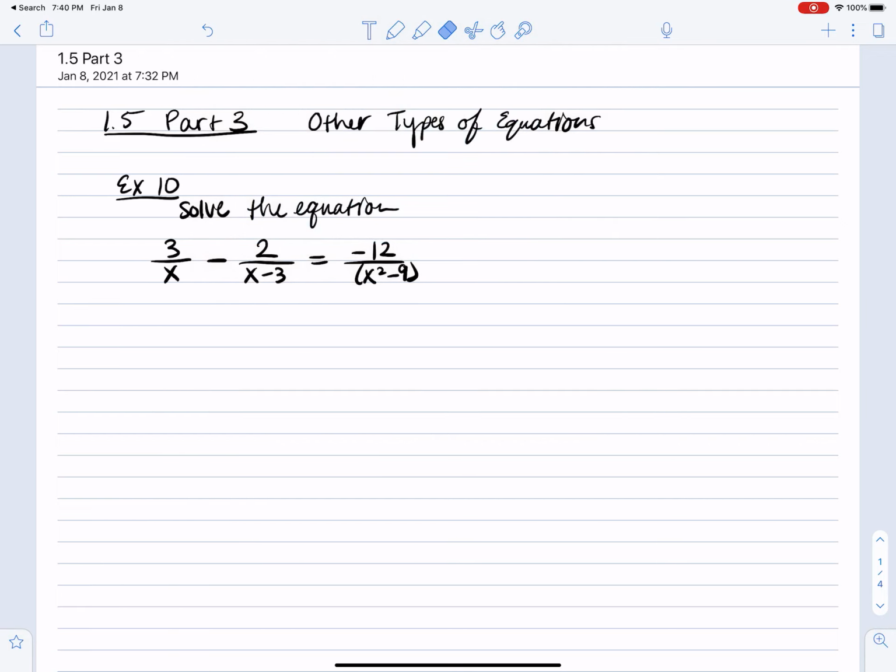So this first problem, example number 10, is solve the equation 3 over x minus 2 over x minus 3 equals negative 12 over x squared minus 9. So what I'm going to do is break that x squared minus 9 down before we get started, to make sure I understand it correctly. So this is going to be 3 over x minus 2 over x minus 3 equals negative 12, and then this side breaks down to x plus 3, x minus 3.